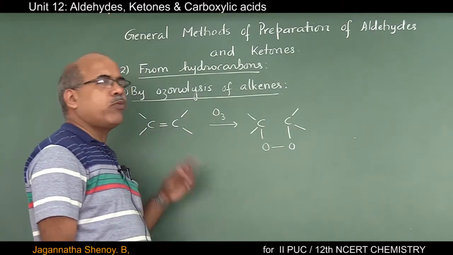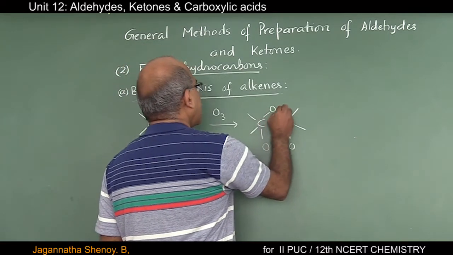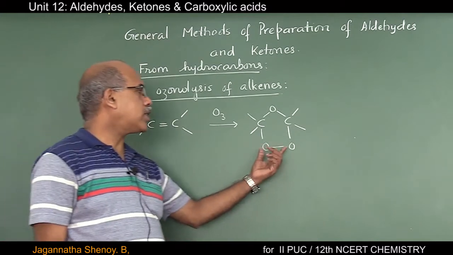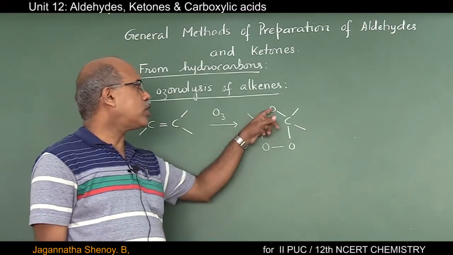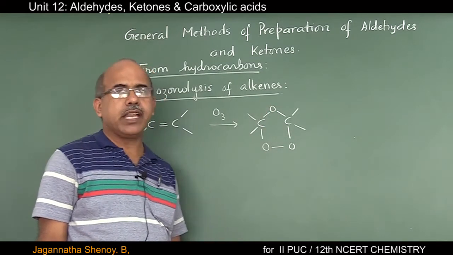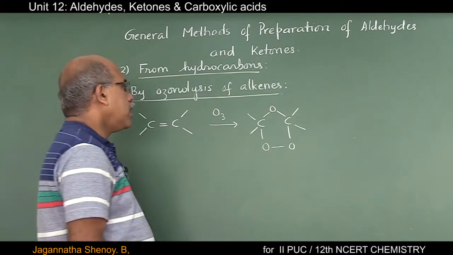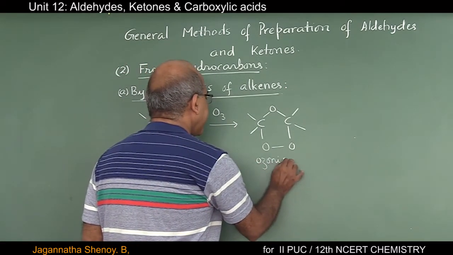Now, I am left with one more bond. So, in that bond, one more oxygen atom gets inserted. So, 2 oxygens are added across C double bond C. Then one more oxygen is inserted in between the single bond between the 2 carbon atoms. The product formed here is called ozonide.